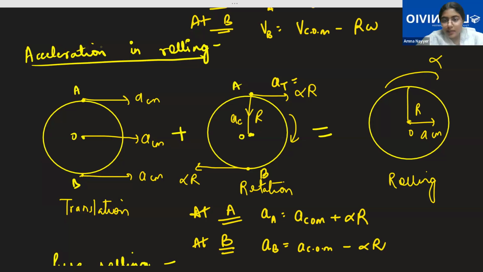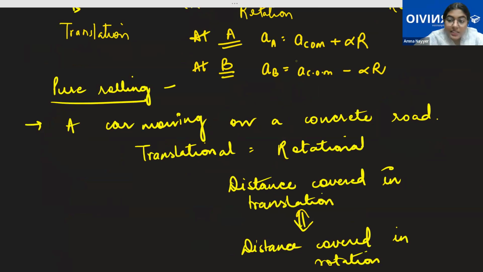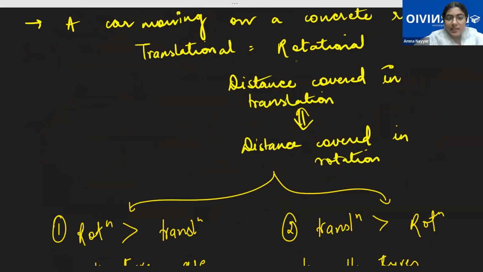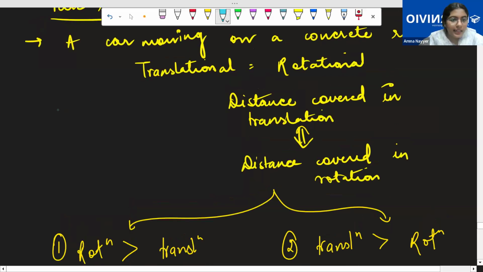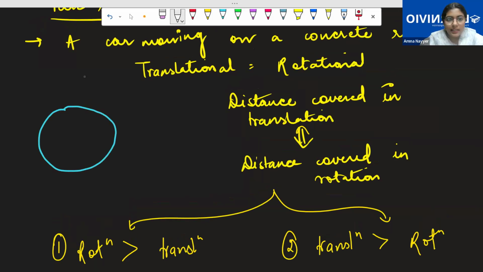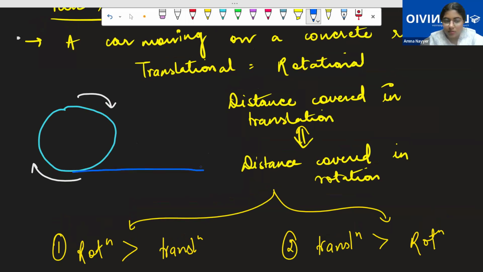Yes. See, pure rolling motion, let's discuss. One example is when the car is moving on a concrete road. That's a very great example. Pure rolling means translation and rotational components are the same. Let's say there's a tire present, okay? This tire is rotating and it is moving forward also.